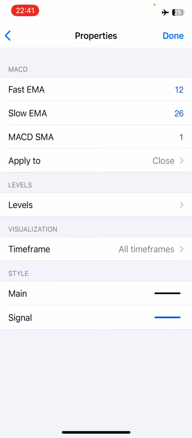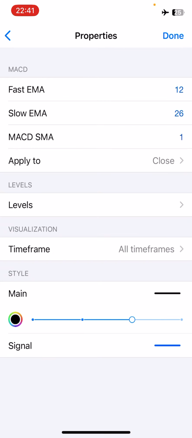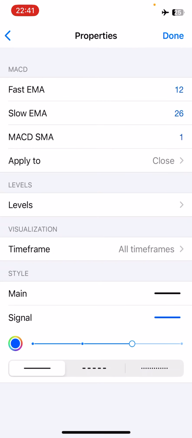And then lastly, on your styling, please take note of this. The main should have the black color and the signal should have the blue color.